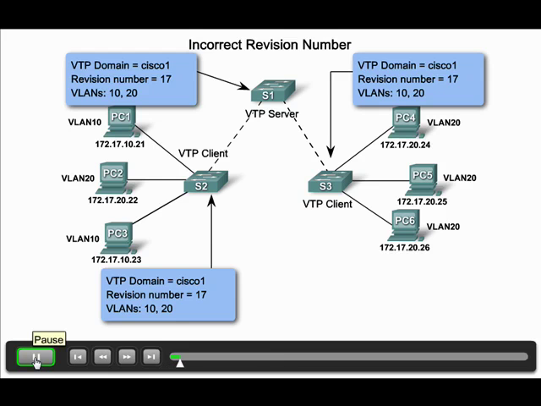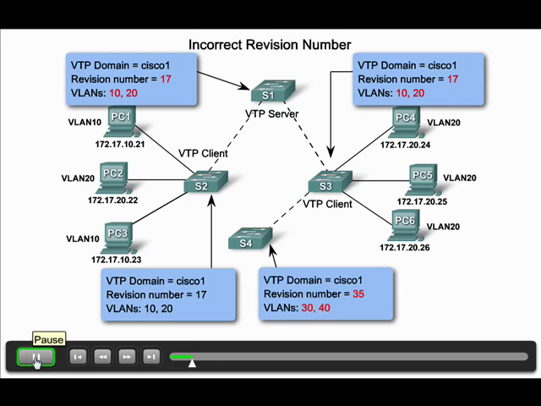Suppose, however, that we needed to add a switch to the network and we had a spare on the shelf, switch 4. We don't think much about any previous configuration that might be on the switch, so we plug it in and connect a trunk port to switch 3. Unfortunately, switch 4 used to be a client switch in the same VTP domain, but its revision number happens to be 35. Moreover, the network has changed considerably since switch 4 was in action. Switch 4 has VLANs 30 and 40 from a previous configuration.